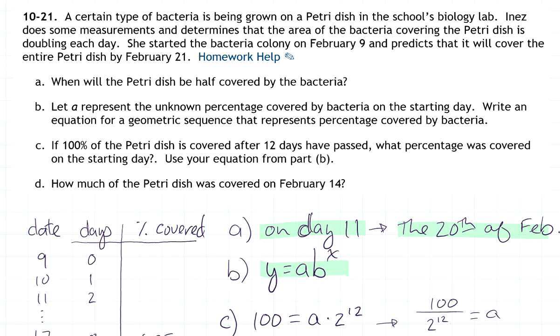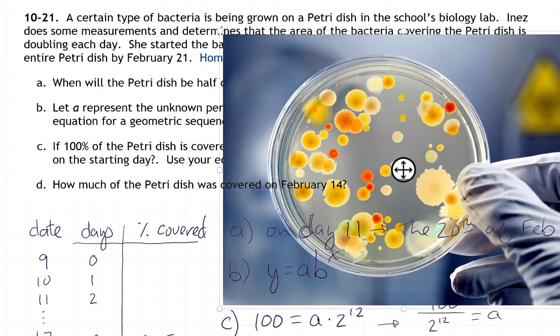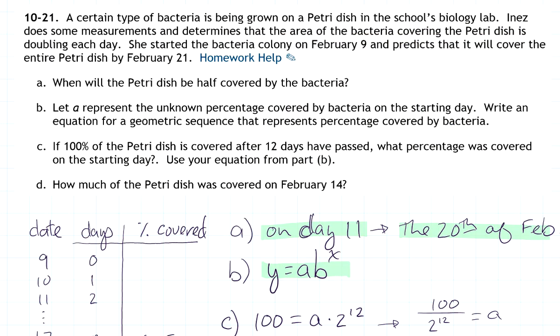So a certain type of bacteria is being grown on a petri dish. If you want a visual of what that looks like, here's a petri dish with bacteria growing on it. It looks like there's a couple different colonies here, and actually, it's really quite beautiful, isn't it? Pretty colors, but I don't know what bacteria that is. It could make you sick. So there's bacteria that's growing on a petri dish in a school's bio lab.